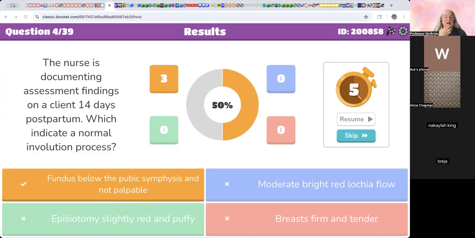Good. And so how much per day for normal involution should the uterus be going down? One centimeter a day. Okay. Yeah, 1 to 2. So if we say a centimeter per day, or 1 to 2, where do we start after the baby's born? Right at delivery, the umbilicus. So if it starts at the umbilicus and we're going down 1 to 2, by 14 days we shouldn't be able to palpate it anymore.